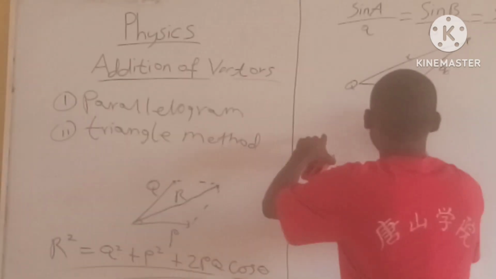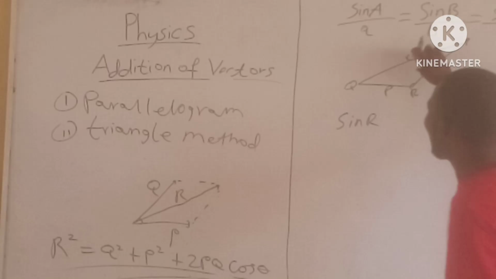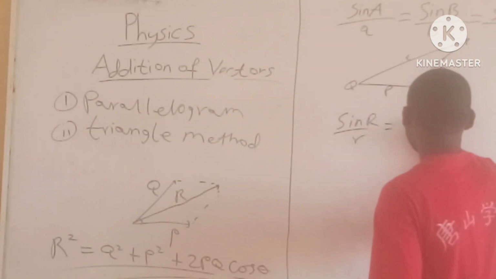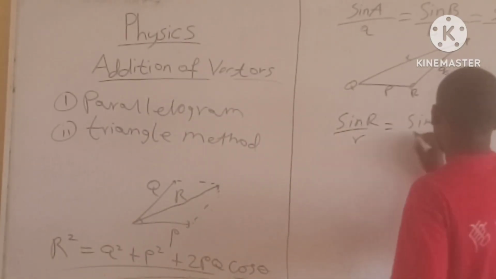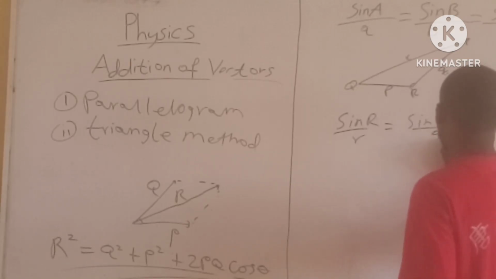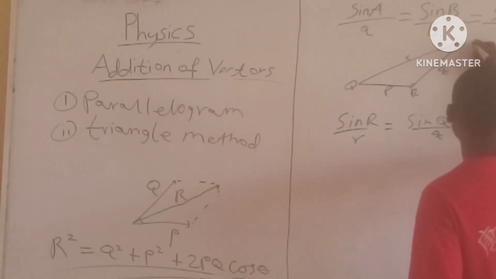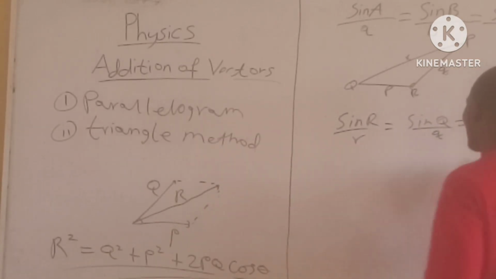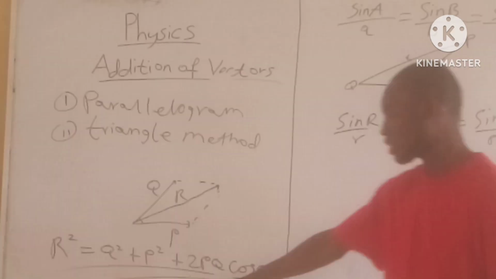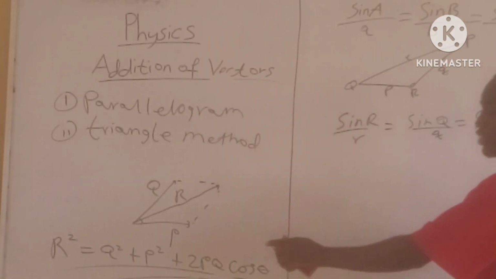Now how do you present this using the sine rule? You say the angle sine R over the opposite side, small r, is equal to sine Q over the opposite side, small q, is equal to sine P over small p. In my next class, you will see how you use this to get your direction and how you use the other to get your resultant vector. That's all for the magnitude.